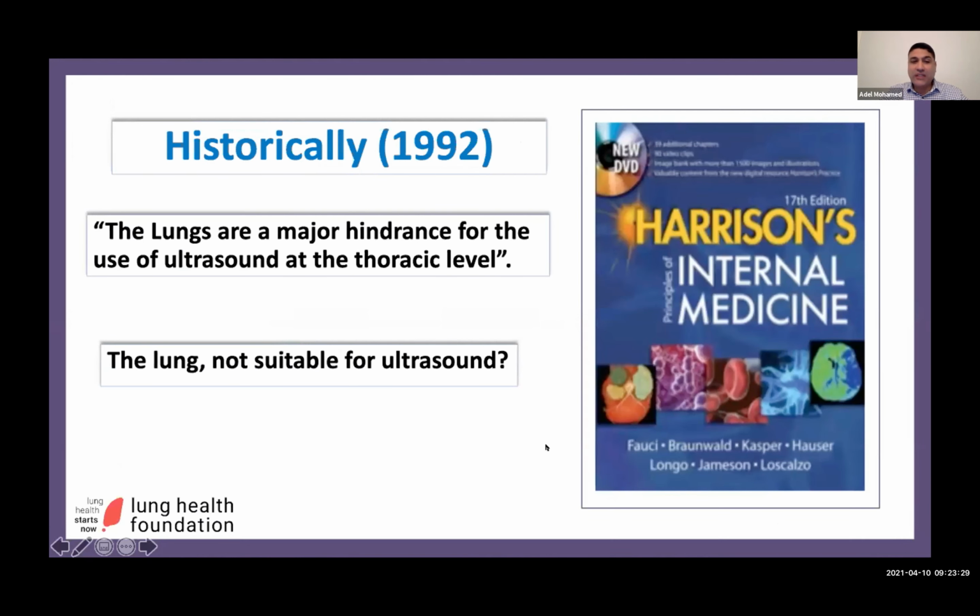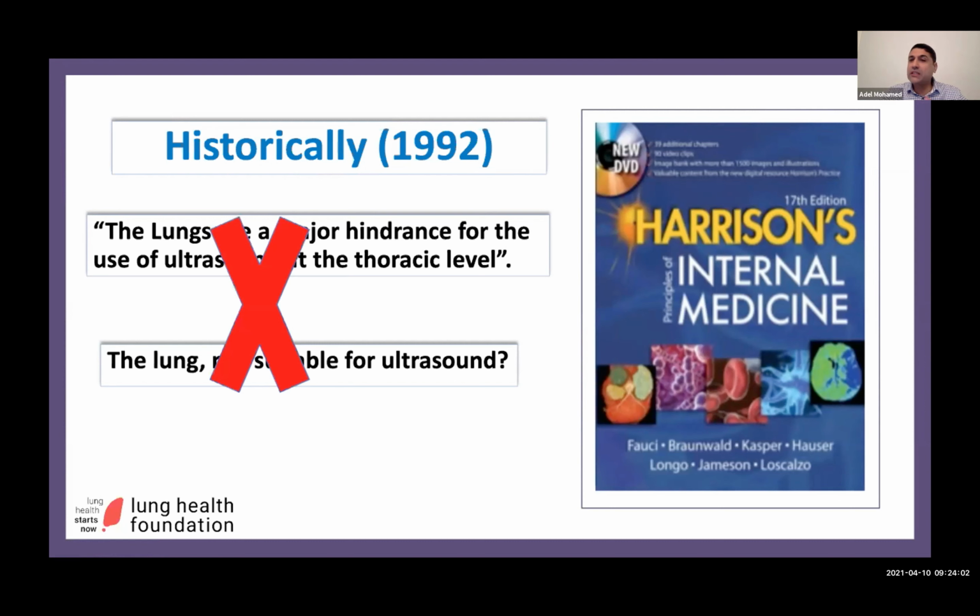And this is a little bit of history. Until 1992, and this is a textbook from internal medicine, who were actually the pioneers of lung ultrasound, we inherited lung ultrasound from the adult population. But until that time, this is a quote from this textbook, saying the lung is a major obstacle for the use of ultrasound at the thoracic level, and hence the lung is not suitable for ultrasound. And this was proven to be wrong.